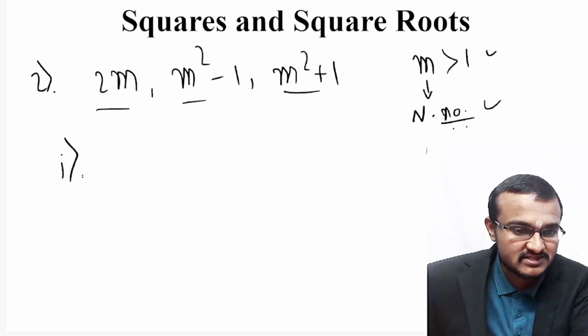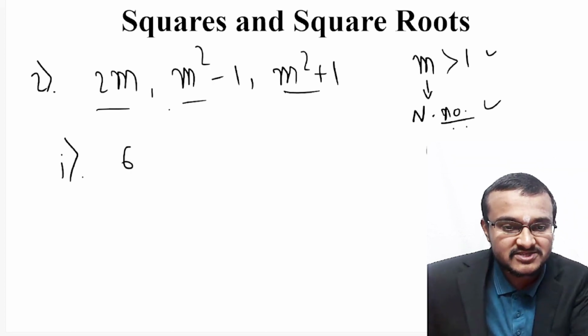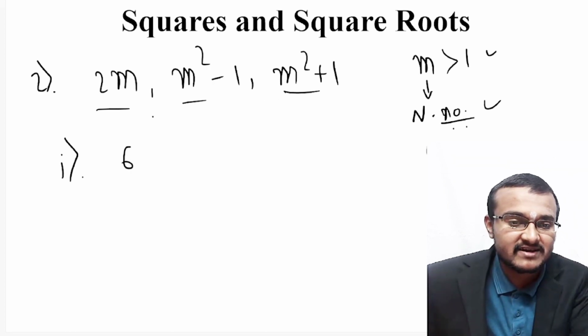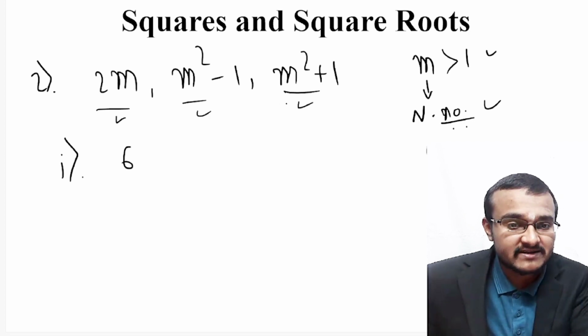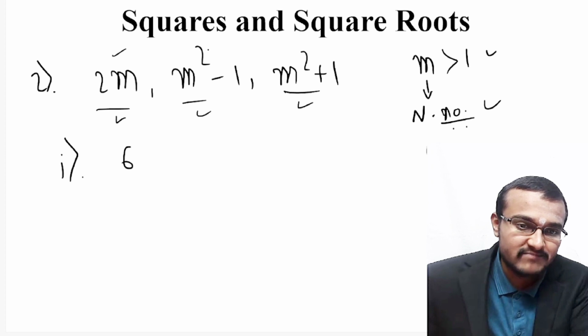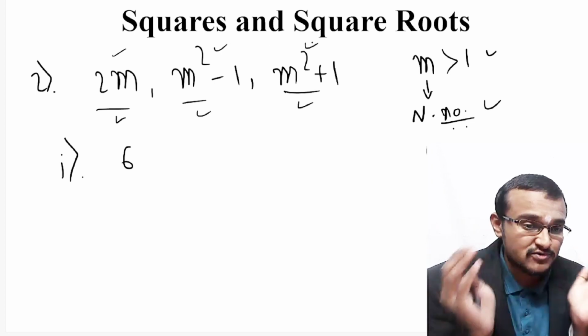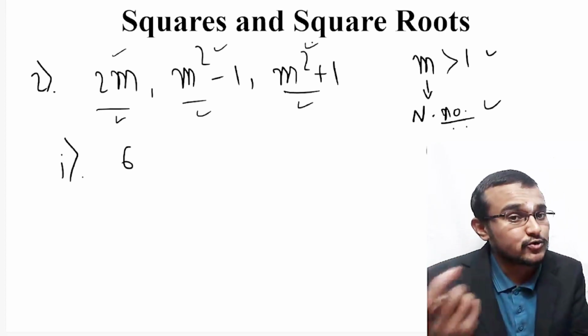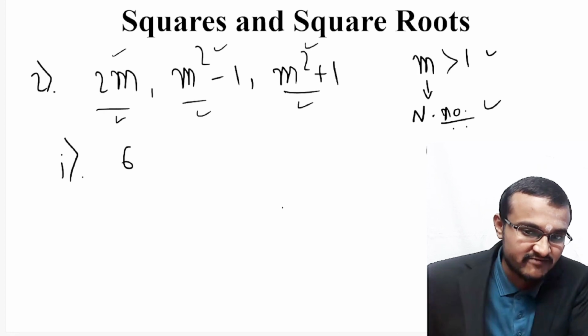Now coming to the first question in this second question, they have given 6. So you should substitute 6 for all these 3 and verify in which place this 6 will fit, because here you have 2m, m square minus 1 and m square plus 1. 3 terms are there. So out of those 3 terms, 6 is one term. You don't know which term that 6 belongs to. So you should just verify with everything.